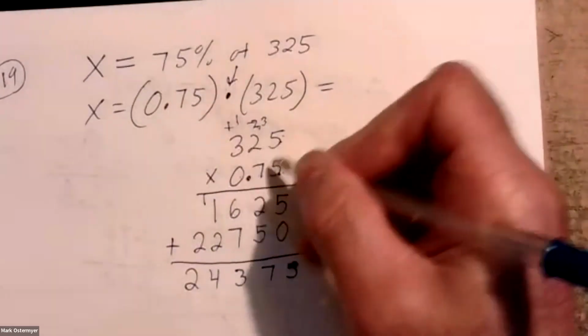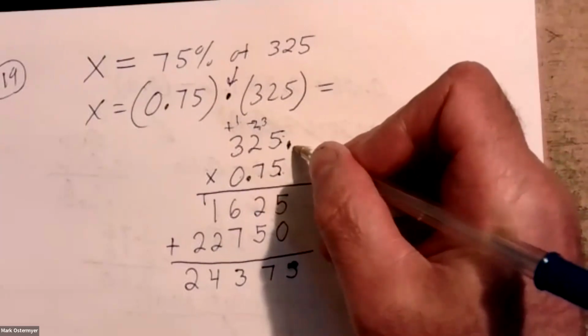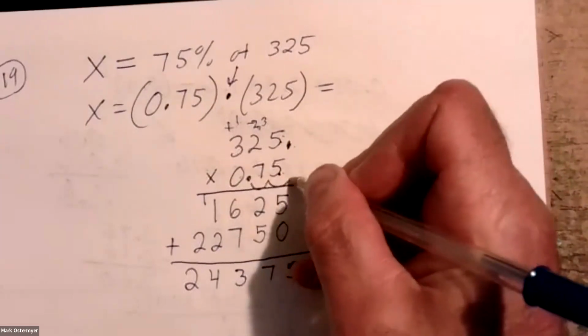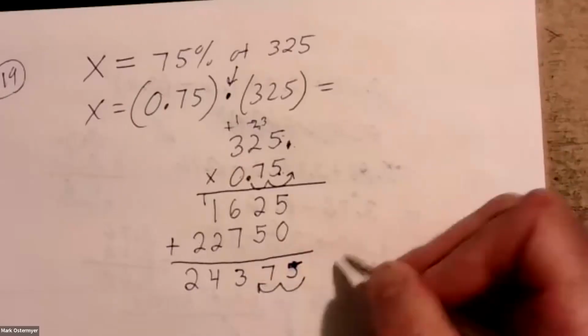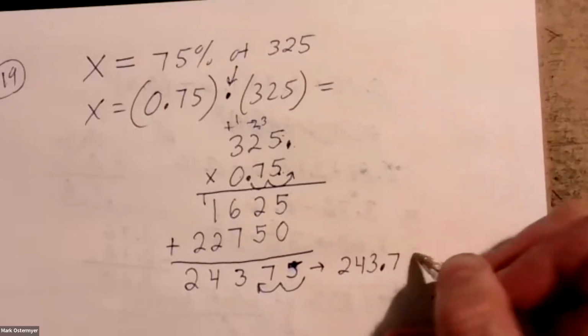Decimal point time. The decimal point is right here already. This is already a whole number, so we don't have to move it. But this one we have to move 2 places to the right, correct, to make this a whole number. Yes. So 0, 0, 2 places to the left. 1, 2. So our answer is going to be 243.75.